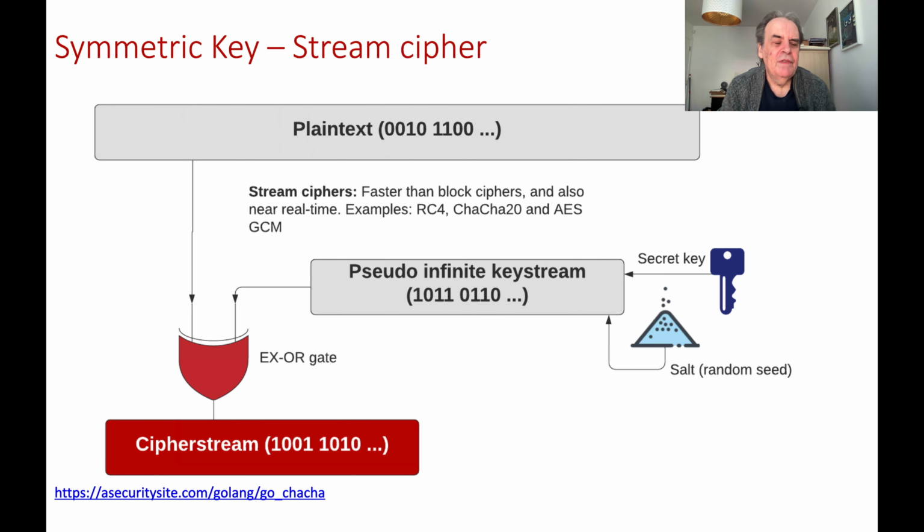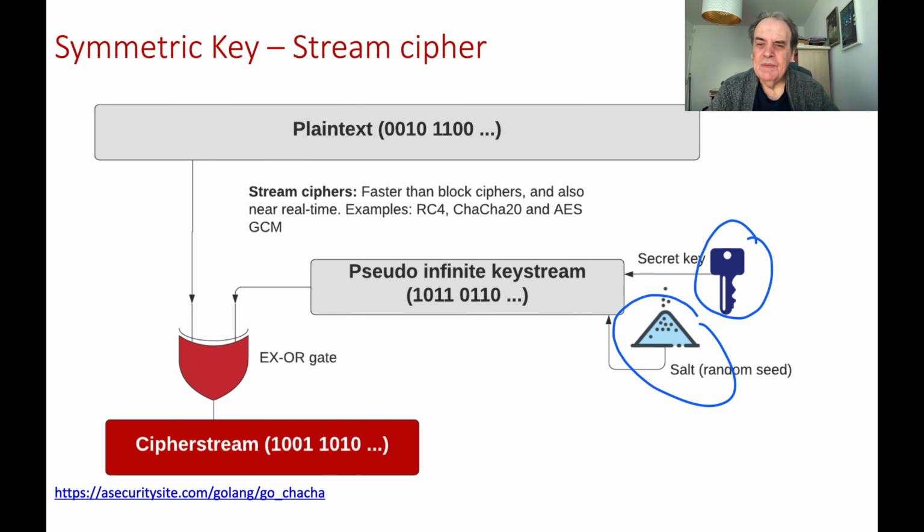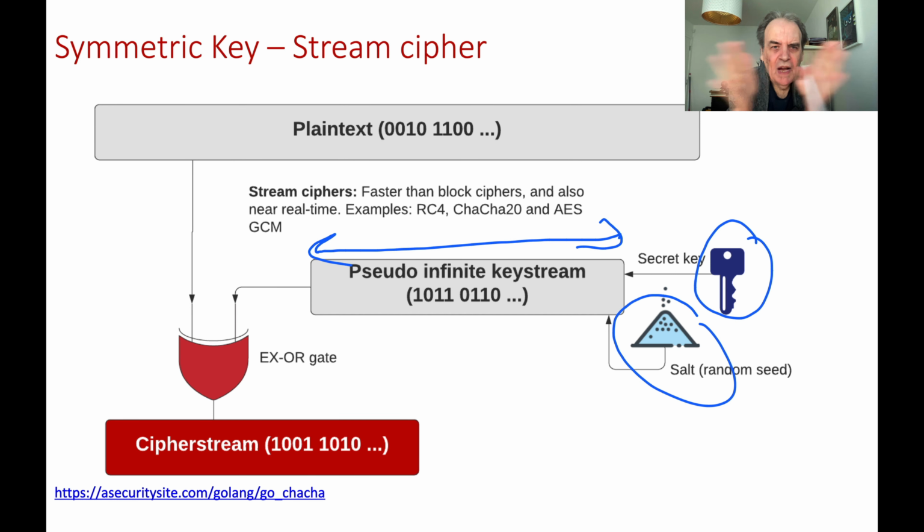The other method that we have is what's called a stream cipher, and this is a much simpler cipher. What we need to do is create our secret key, some random salt, and then we create what's called a pseudo-infinite key stream. It can go on forever, but basically it fits exactly into the plain text size. So if the plain text has 10,000 bits, then the key stream has 10,000 bits. We have some algorithm that will create an infinitely long key, and we just create it for the size of the plain text.